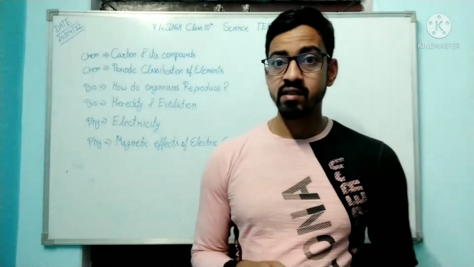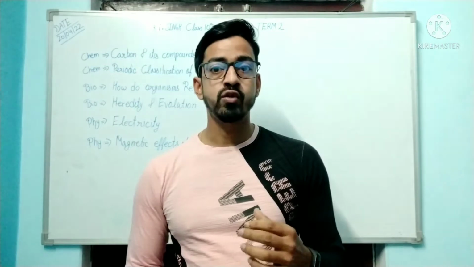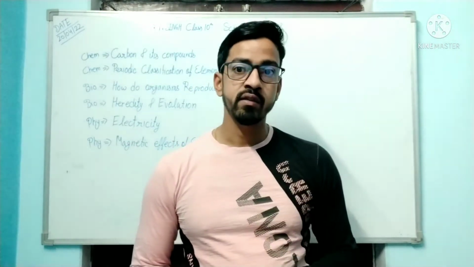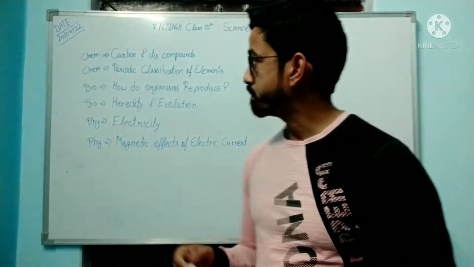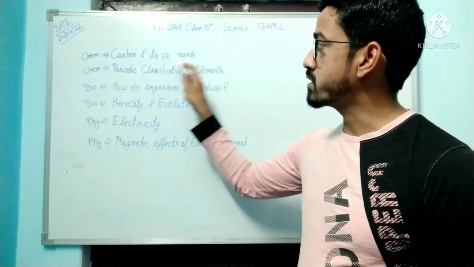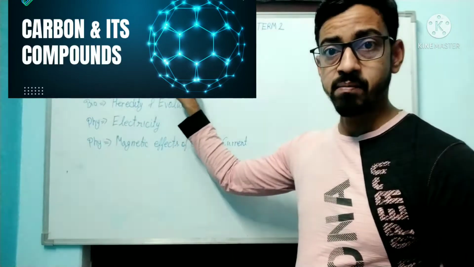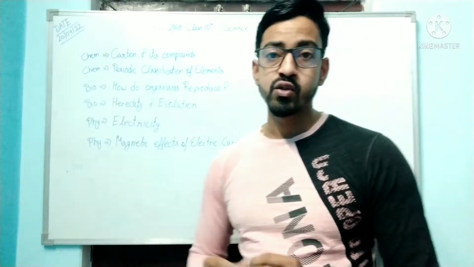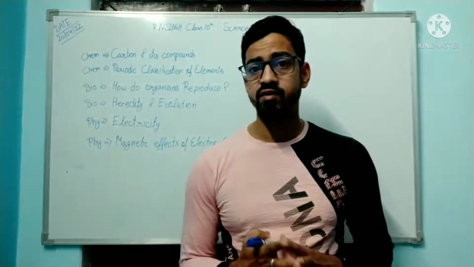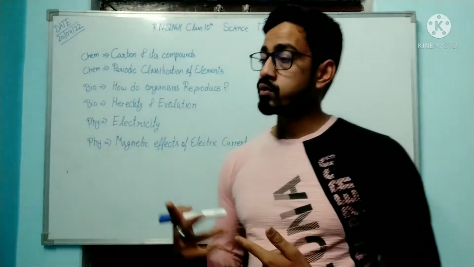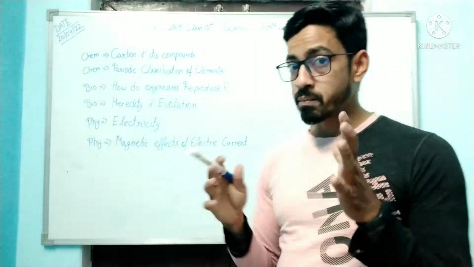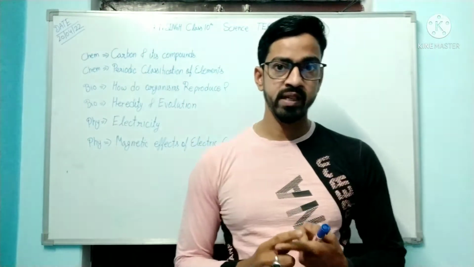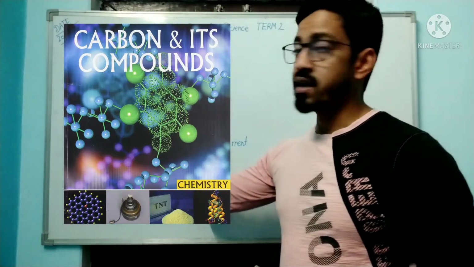So let's discuss the science syllabus, and also we are going to explain some concepts of the chapters in further videos. In chemistry there is carbon and its compounds, and periodic classification of elements. These chapters are coming in the chemistry section, in which we study what parts are important and what you should prepare to get better marks in your exam. That is carbon and its compounds.